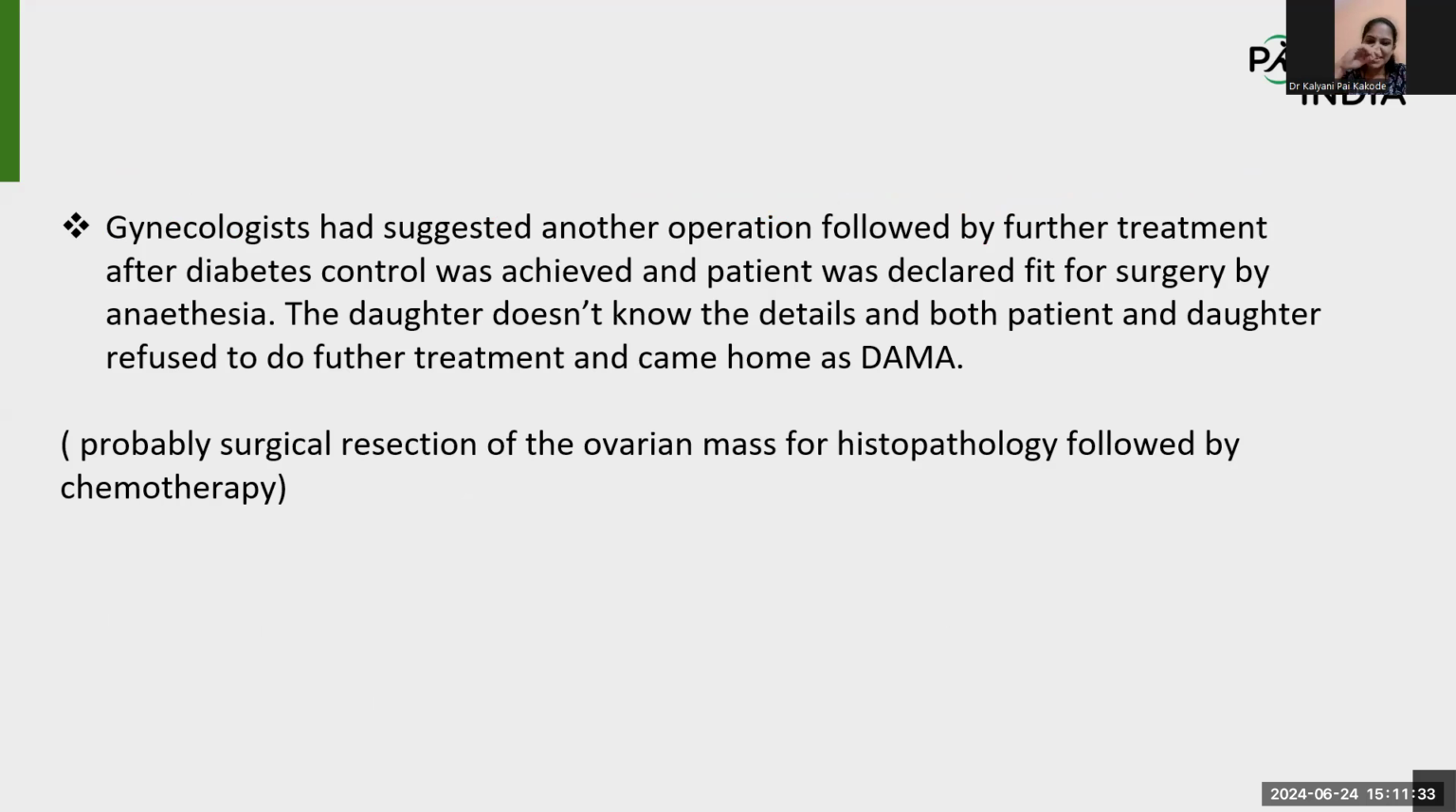So, once the surgery was done, the gynecologist had suggested that another operation had to be done, but this would be done after the patient's diabetes was under control and after the anesthesia would give a fit for surgery declaration. But the daughter did not further want to do any investigations because of the emotional stress that both had to undergo. So they left the hospital as DAMA, discharge against medical advice. So now what we are thinking is probably it would be a surgical resection of the ovarian mass in order to further know about the histopath and later on chemotherapy.